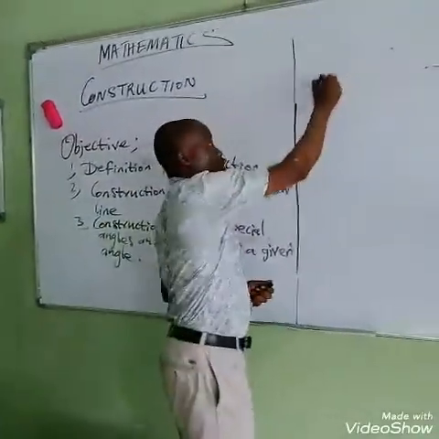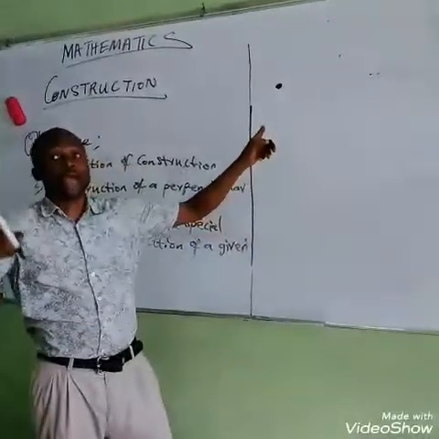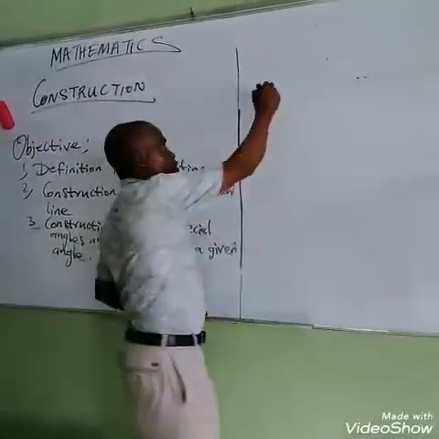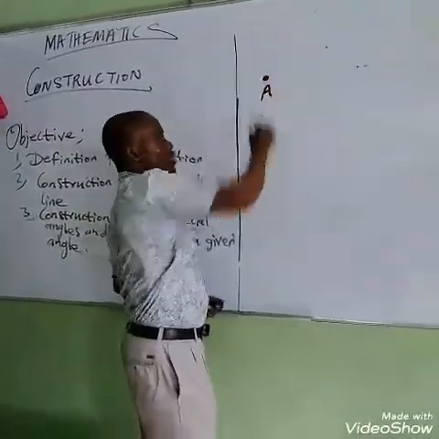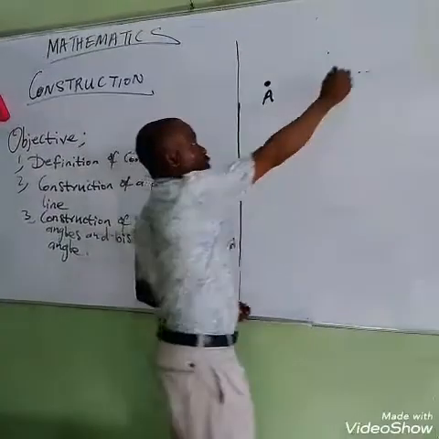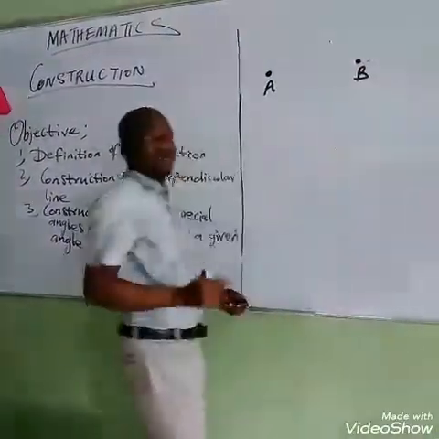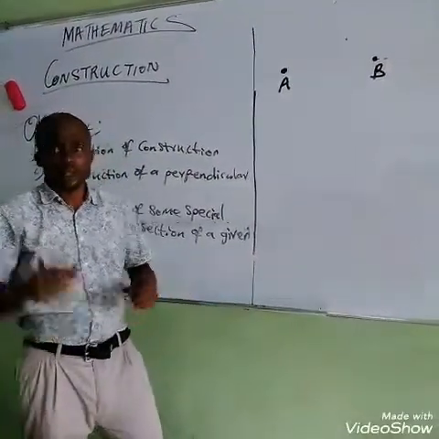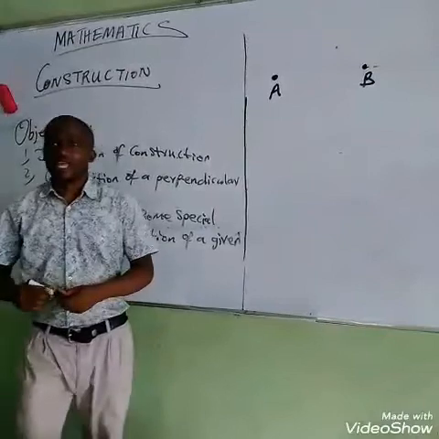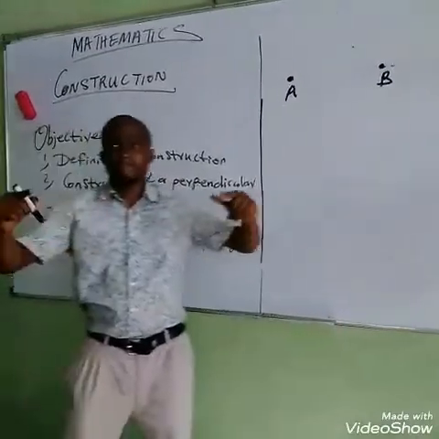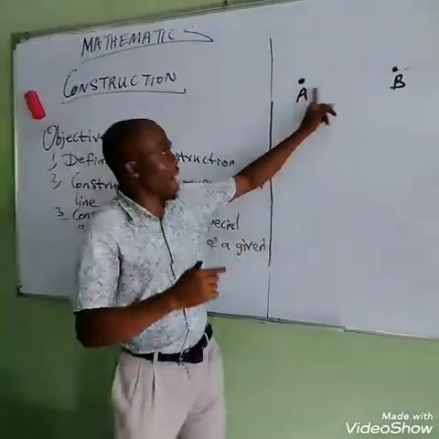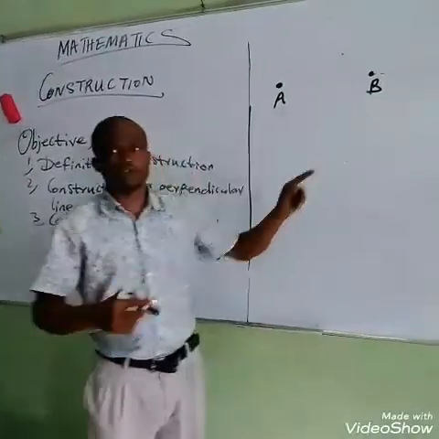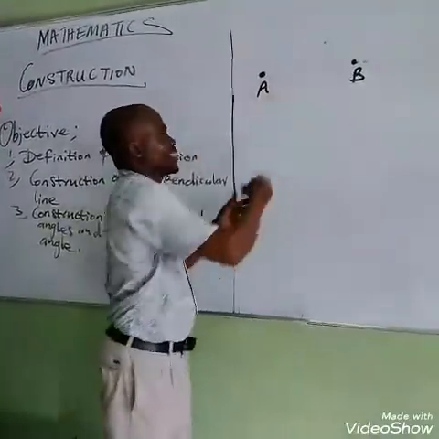A point can be shown by a dot, and also named by a letter. That means you can have a point A. You can also have point B. That's exactly what a point is. Now, having known this, let's look at what a line is. A line is a narrow path between 2 points, or the shortest distance between 2 points. That's what a line is.